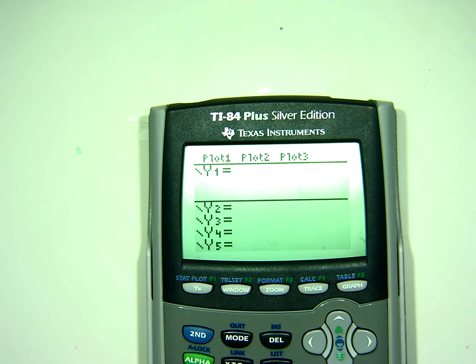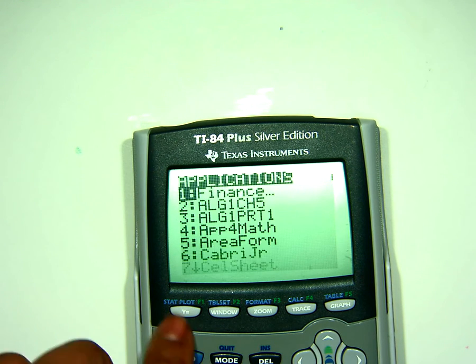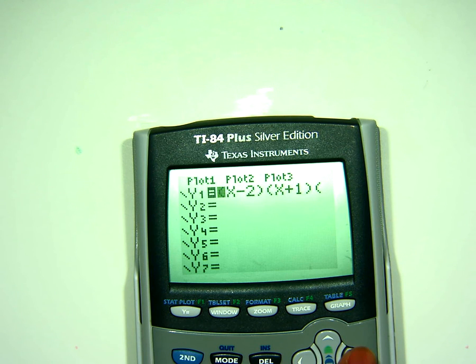Now I'm going to type it as I see it. That's going to be open parentheses, x minus 2, close parentheses, open parentheses again, x plus 1, close parentheses, then open parentheses again, x plus 3. I didn't do that, I did that. So, nope, don't do what I did. Now, x plus 3, close parentheses, hit enter to lock it in.